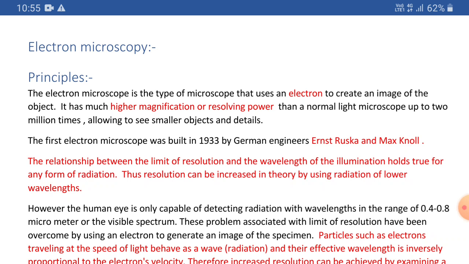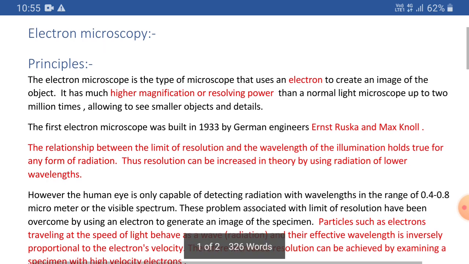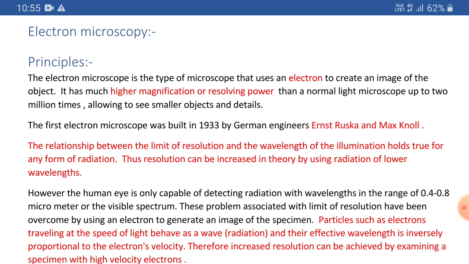So under such circumstances, for creating contrast, or for creating a situation in which we can easily visualize the specimen, we have to stain the specimen. Now, as stains are chemical agents, it is obvious that they would cause the death of the cell or the biological specimen. That means we clearly cannot visualize any kind of live cell in a light microscope.